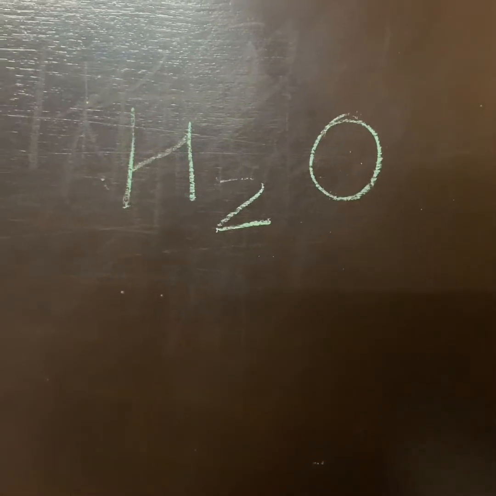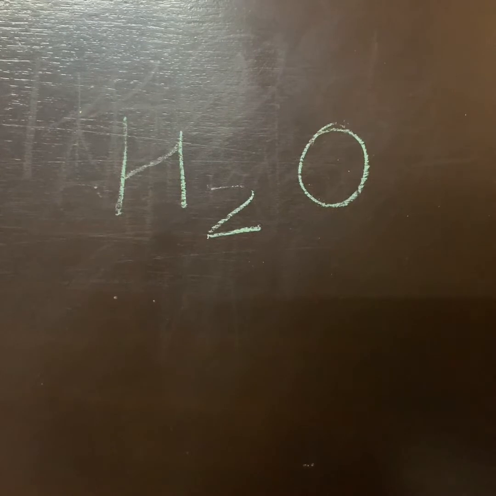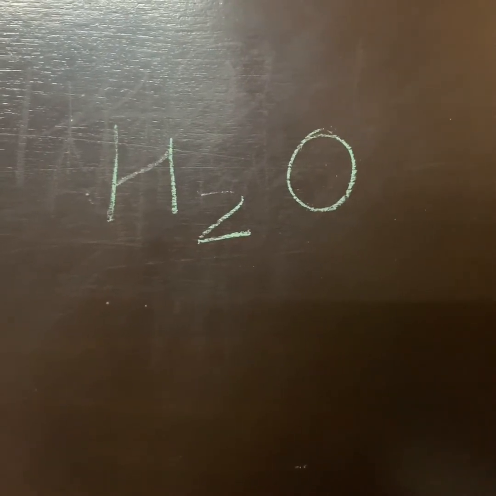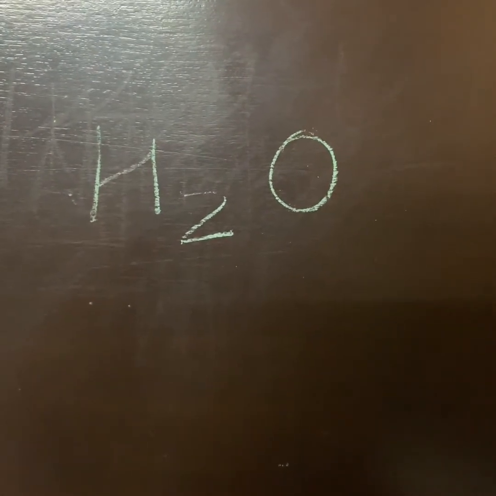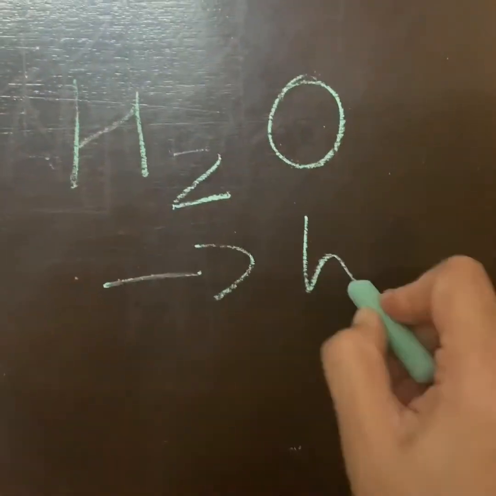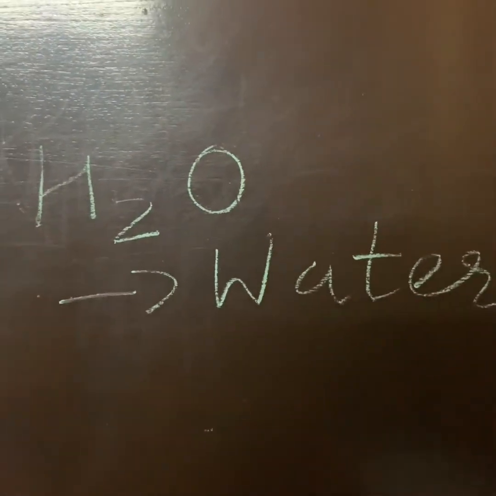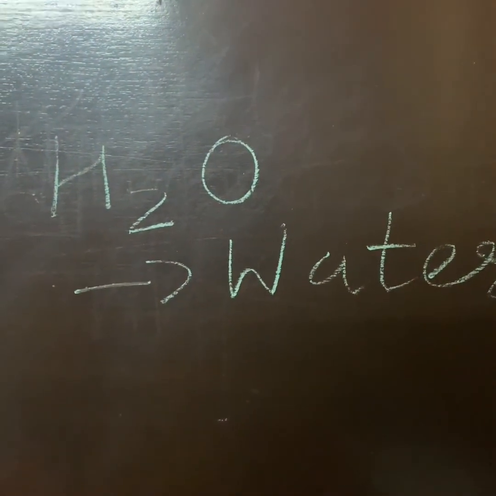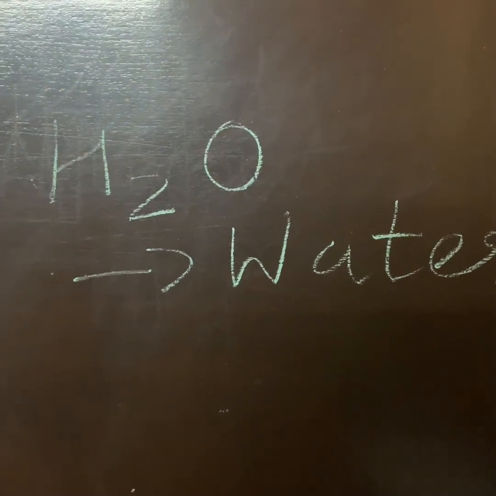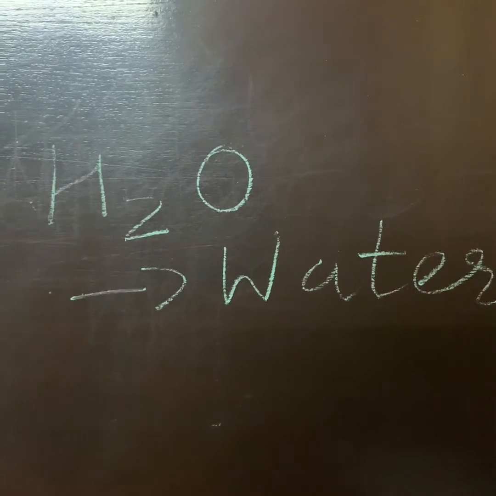You must have seen H2O written on the water bottles or on the water tanks. What does this H2O stand for? H2O is the chemical formula for water. So today we'll study about chemical formula, how to write chemical formula, and how can we derive chemical formula.